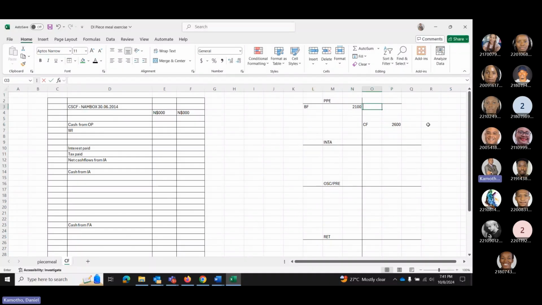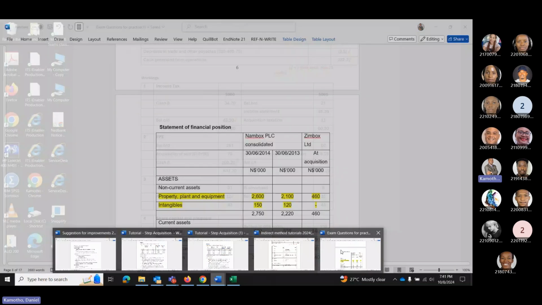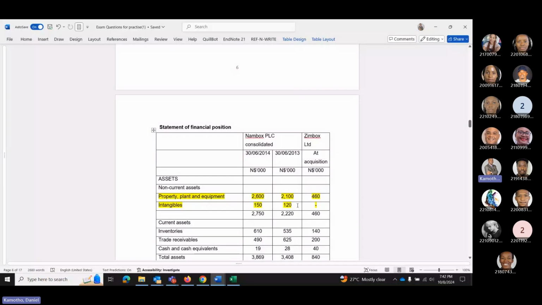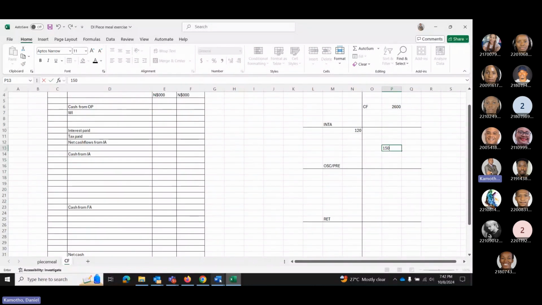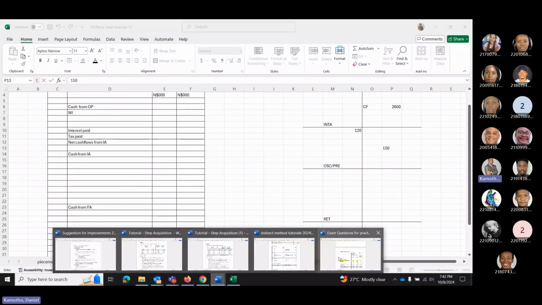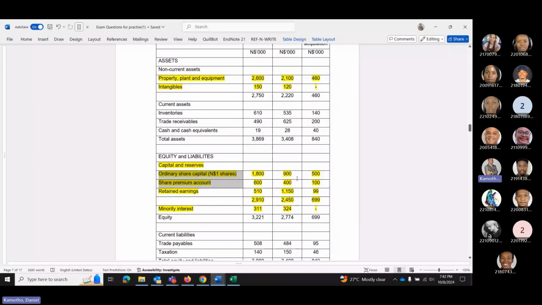Okay, that's an intangible asset. We do the same. We go to the figure. It's 120 and 150. So it is 120 and 150. I will leave the breakdown. So then we go to ordinary share capital. We are saying there it is 900 and 400.